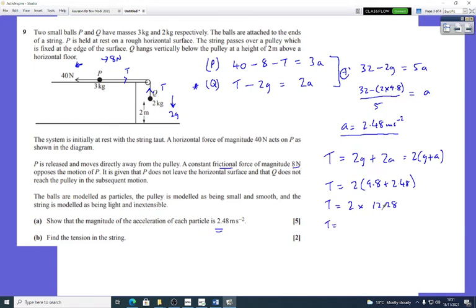So the tension is going to be 24.56. Again, I think that's nice. Nothing really too confusing about that. 7 marks, no problem. Okay, let's look at the next part of this.